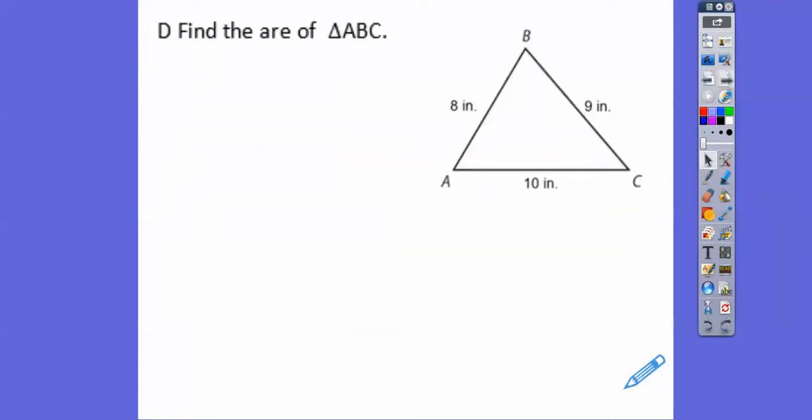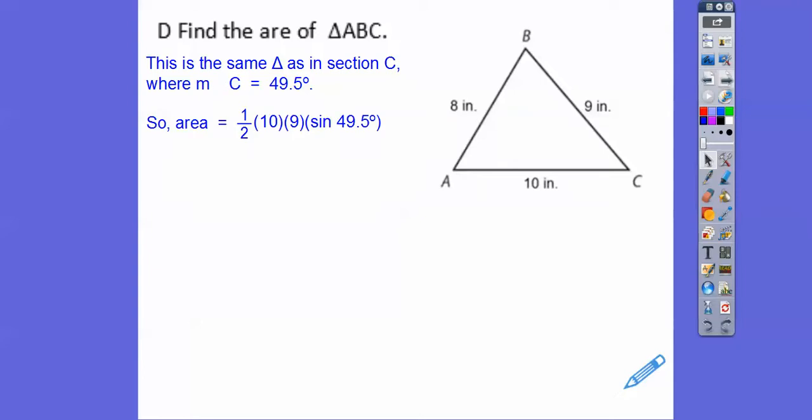Okay, find the area. This is the same triangle that we just dealt with, so we already know that the angle is 49.5. So the area, we're going to use the law of sines again, not the law of sines. Half the product of the two sides times the sine of the included angle. Okay, so as long as my calculator is doing things correctly, we should get about that right there.